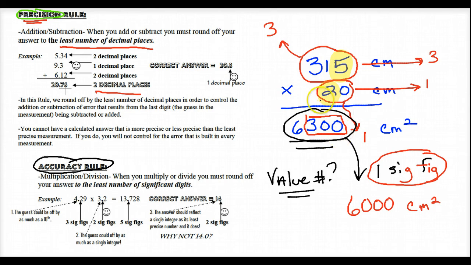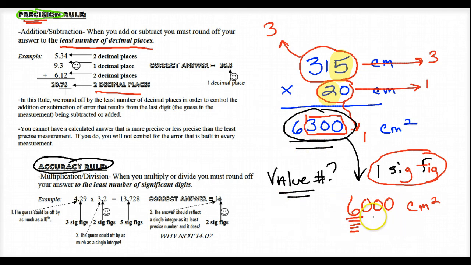My weakest link is the 20. It only has 1 number that came from a measurement device. Therefore, my final answer should only have 1 number. I keep the 6. I can't make this 300. I go from out in. So 6,300 rounds off to 6,000. If this was 65 or 66, I'd round to 7.